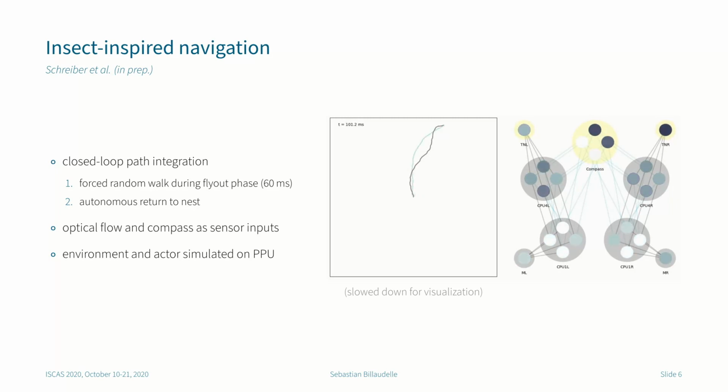On the right-hand side, we show a trajectory from an experiment recorded from Brainscales 2. The path of the insect as well as the network activity are of course slowed down for visualization purposes here. But since the environment, including the sensor inputs, is simulated on the embedded plasticity processor, we can reach quite high repetition rates.